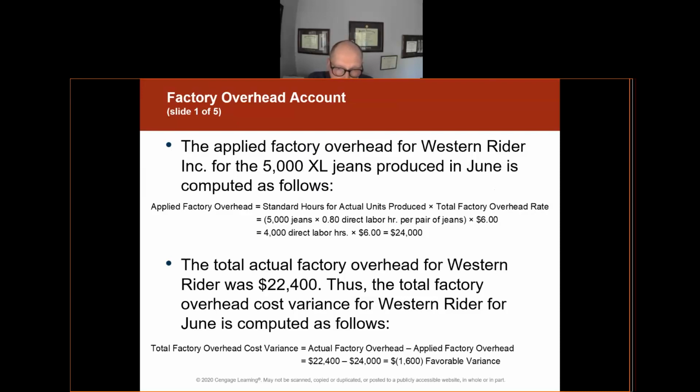gets us to 24,000. So 5,000 pairs of blue jeans times 50 minutes per pair gets us to 4,000 direct labor hours, times $6 per direct labor hour of factory overhead gets us to $24,000 of applied factory overhead. To find the variance of total factory overhead, we take the actual minus the applied. Actual factory overhead was 22,400. The applied factory overhead was 24,000. That gives us a favorable variance of 1,600.